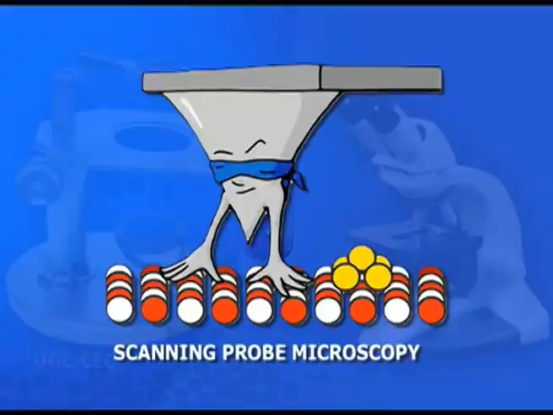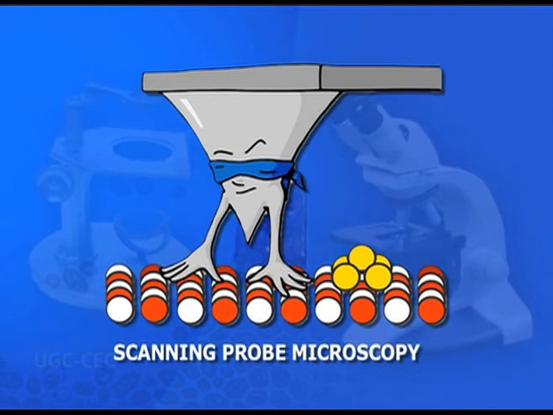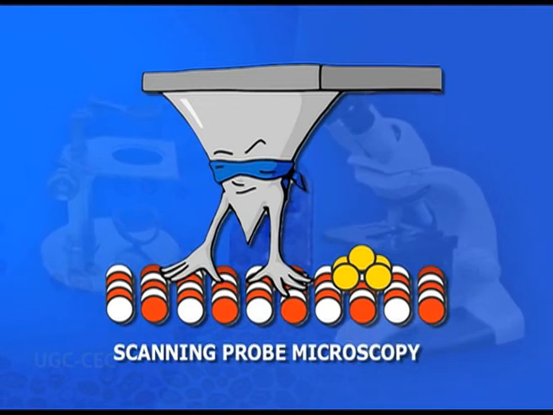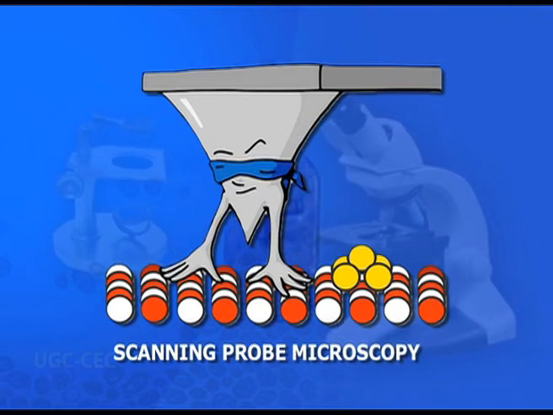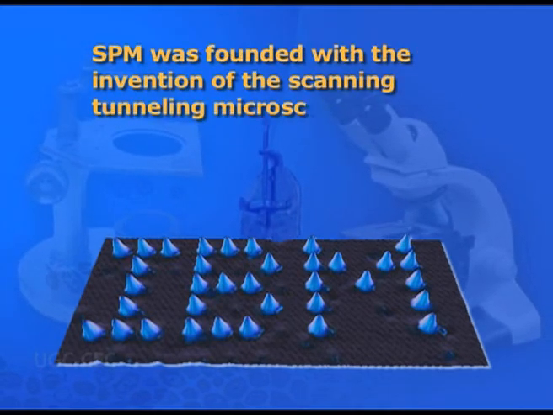Scanning probe microscopy. Now let's study this advanced form of microscopy. Scanning probe microscopy physically interacts with the specimen and generates information about the properties of the surface. An image of the surface is obtained by mechanically moving the probe in a raster scan of the specimen, line by line, and recording the probe's surface interaction as a function of position. SPM was founded with the invention of the scanning tunneling microscope in 1981, the same microscope we discussed at the start, with which they created the IBM logo.